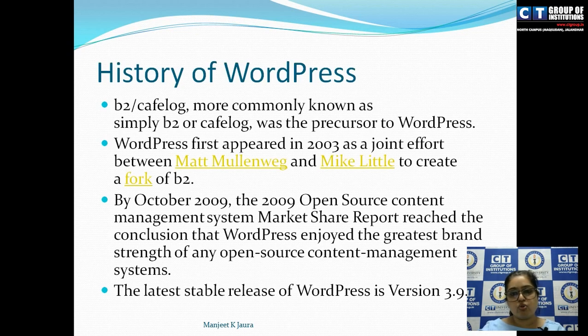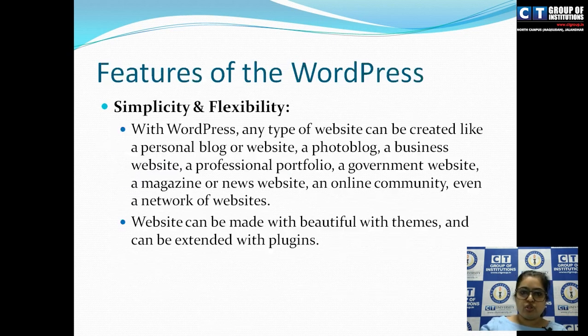So here it is all about the history. It appeared in 2003 with Matt and Mike creating a fork. Then in 2009, the Open Source Content Architecture report reached the conclusion that WordPress enjoyed the greatest brand strength of any open source content management system, and to date the numbers are only growing. They are not downgrading, they are growing every day in the market with the easy to use features.